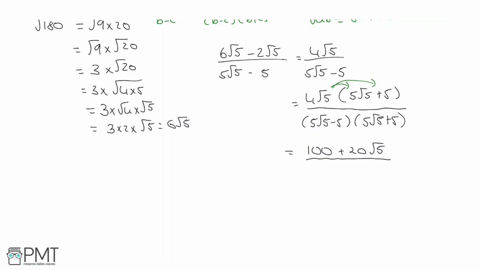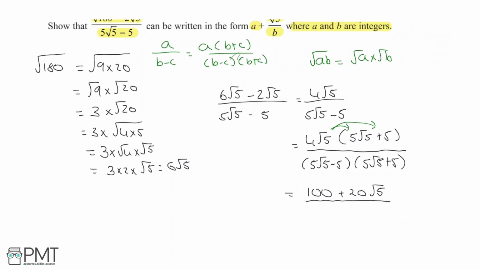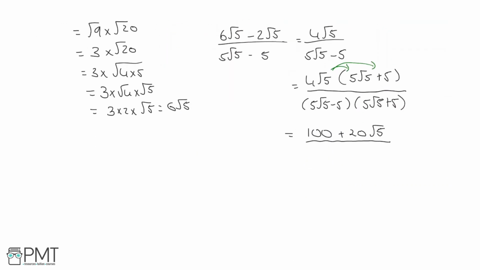This is a difference of two squares, and this rule says if you have (b minus c)(b plus c), this is going to be the same as b squared minus c squared. Okay, so we will have 5 root 5 squared, which is 5 times 5, 25 times 5 is 125, minus 5 squared, which is 25. And this means we have (100 plus 20 root 5) over 100.